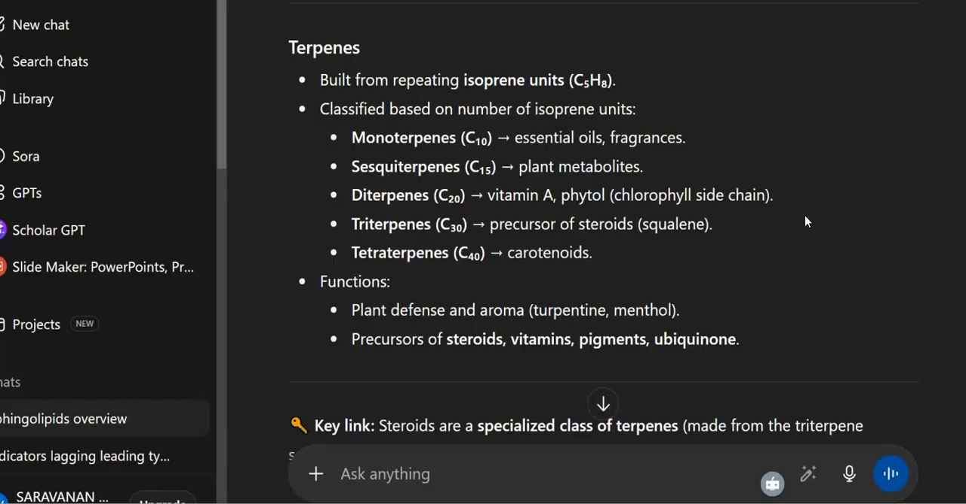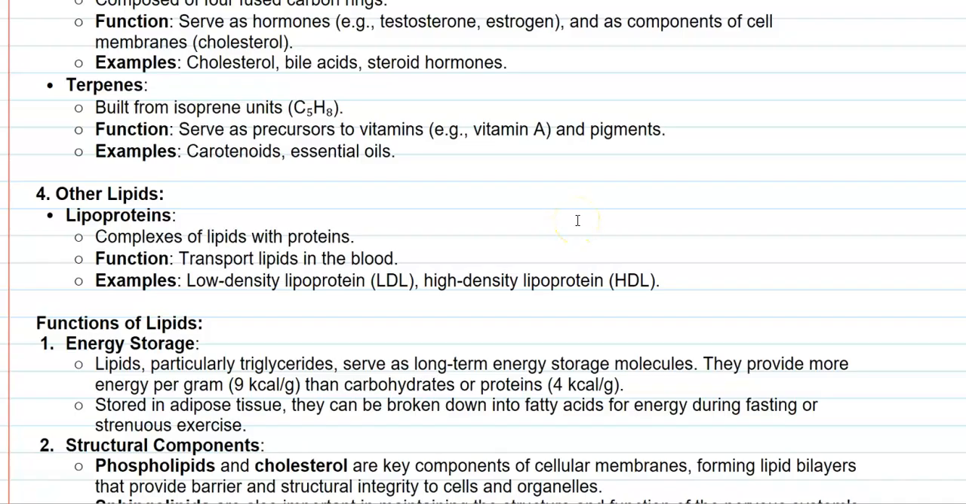Tetraterpenes are required for the synthesis of carotenoid structures. Thus, they play a role in plant defense and synthesis of certain aroma related compounds such as turpentine and menthol. Apart from that, terpenes play a role as precursors for steroid synthesis, vitamins and pigments, that is various kinds of carotenoids, and also in ubiquinone synthesis. The last one is the other lipids.